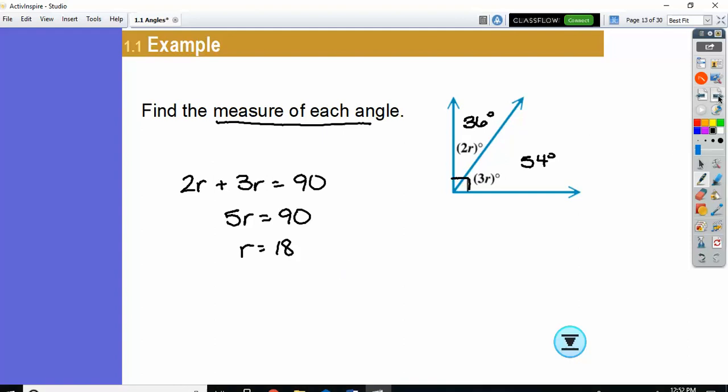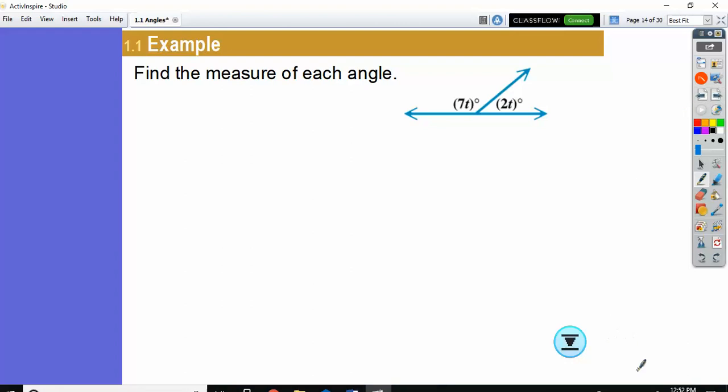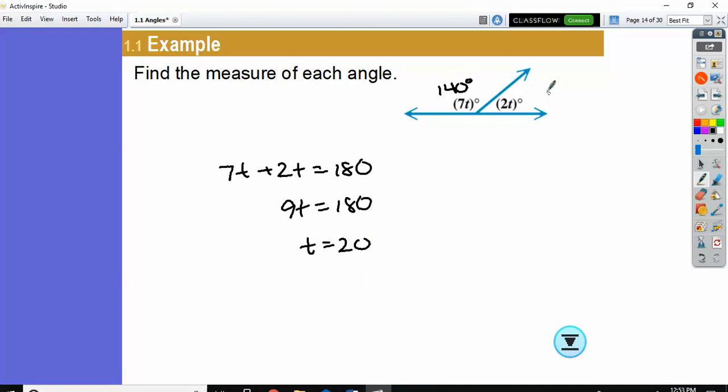Okay. What about this one? So these two make a straight line. We know that's 180 degrees. So we added those together and got t to be 20. So to answer the question, 7 times 20 is 140, and 2 times 20 is 40 degrees. So far, so good?